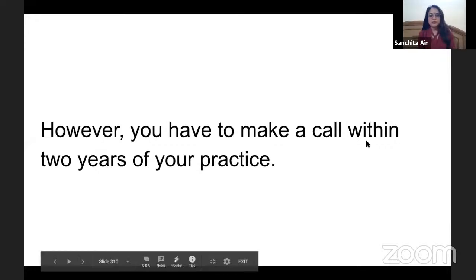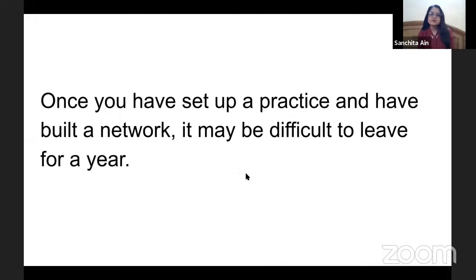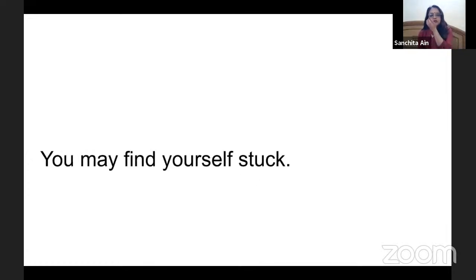And I really want to make this clear because some of you may think you can go later on. Once you've set up a practice and have built a network, it will be very difficult for you to leave for a year, right?